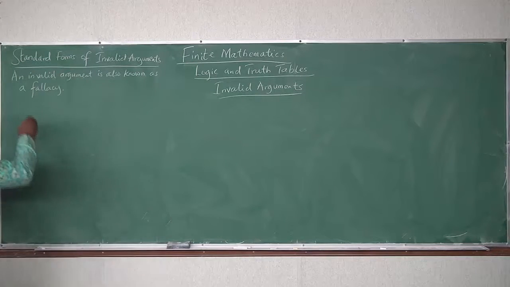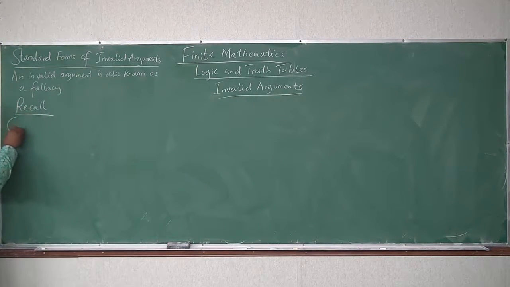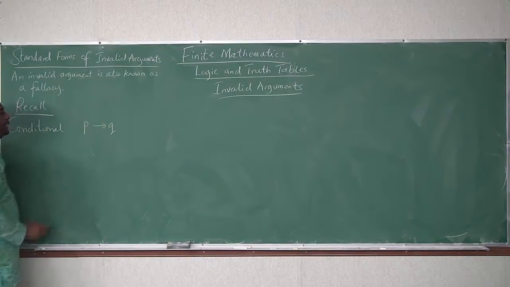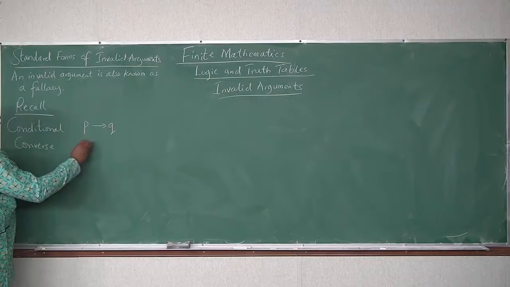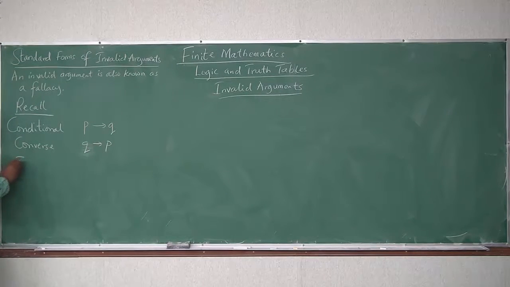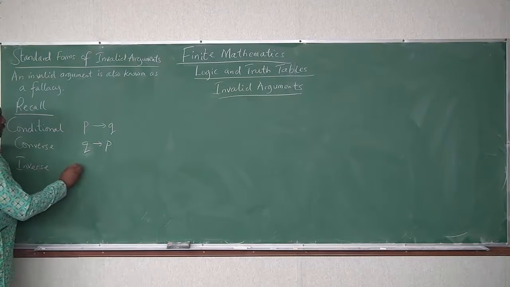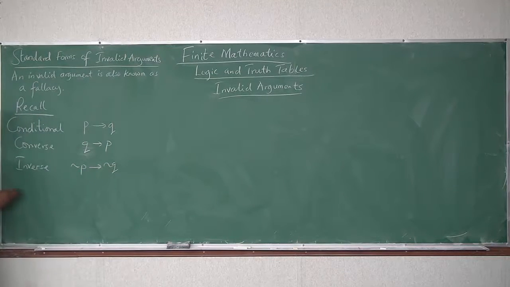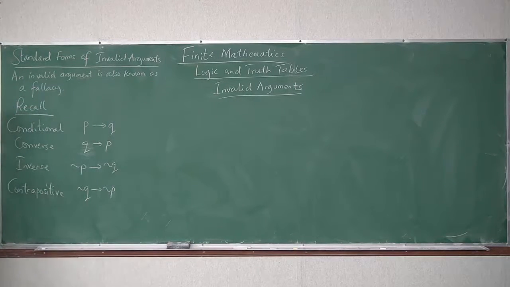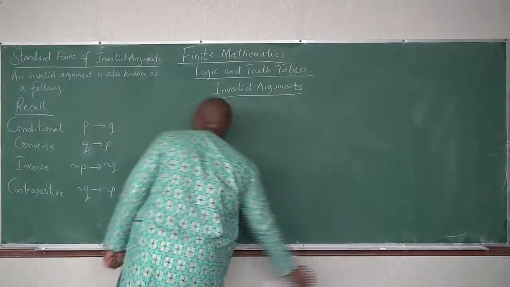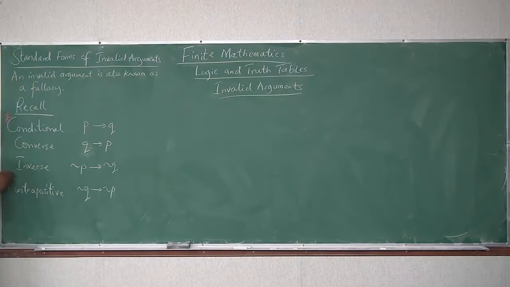So recall that the conditional statement is P implies Q. If P, then Q. The converse would be if Q, then P. The inverse would be if not P, then not Q. And the contrapositive is if not Q, then not P. We dealt with these two in the previous video, the valid arguments. Tonight we are going to look at these two and other forms as well.